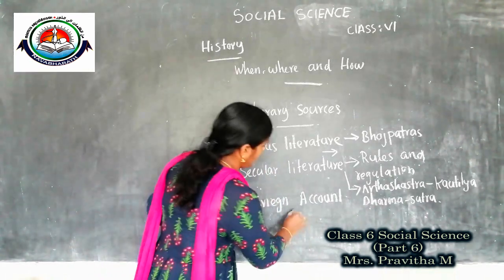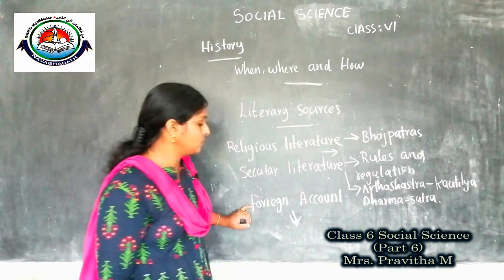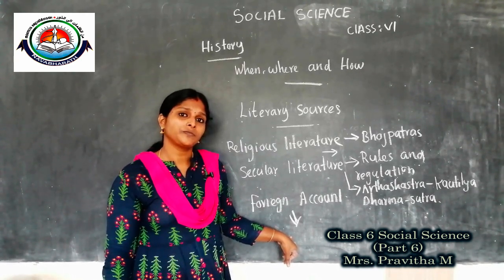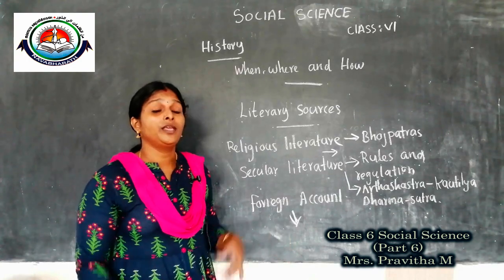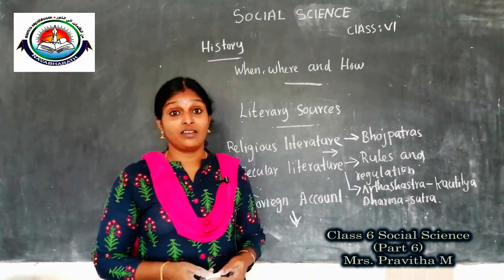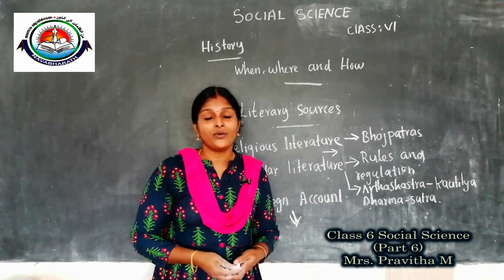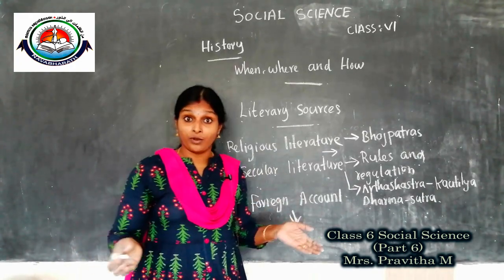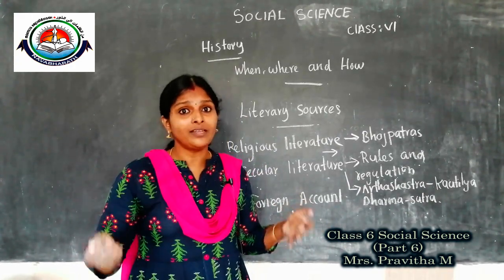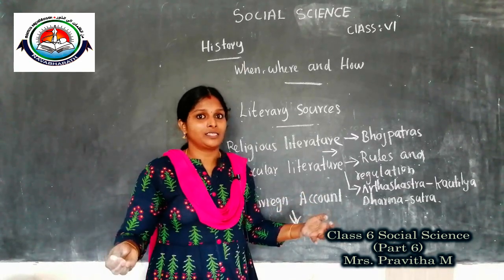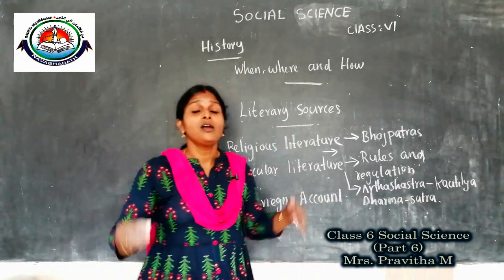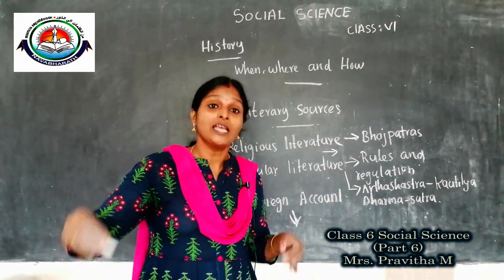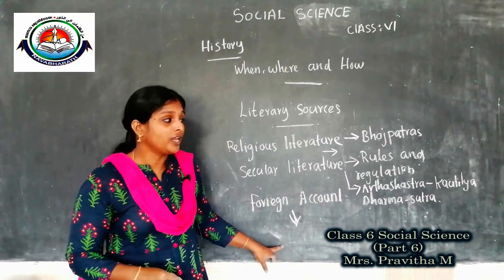Okay. So foreign account is another important source historians use for writing history. What is foreign account? Many Roman, Greek and Chinese travelers visited India. Why did they visit India? They wanted to see the administration, the economy, the social condition of the people, everything. While they were here, they observed these things and wrote them down. Such accounts are known as foreign accounts.